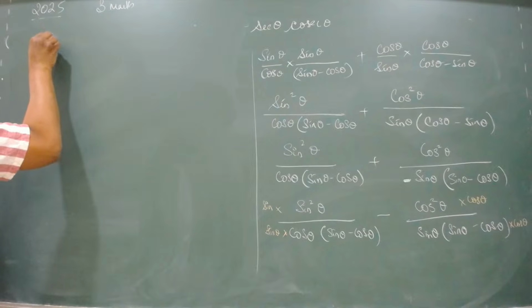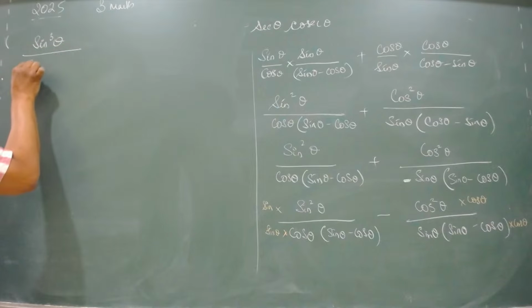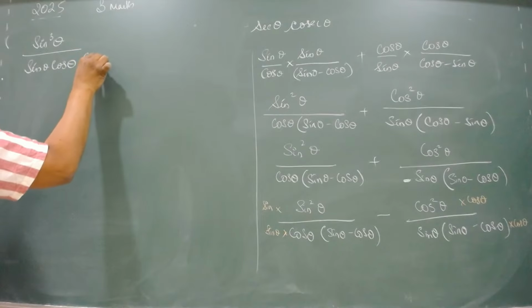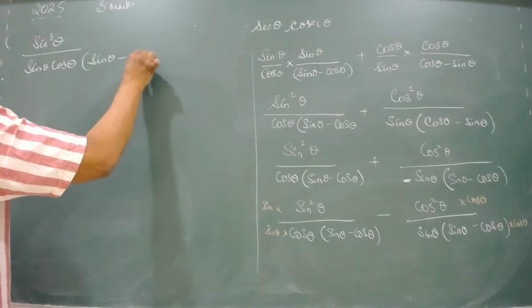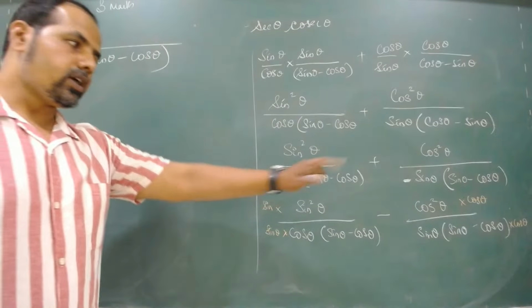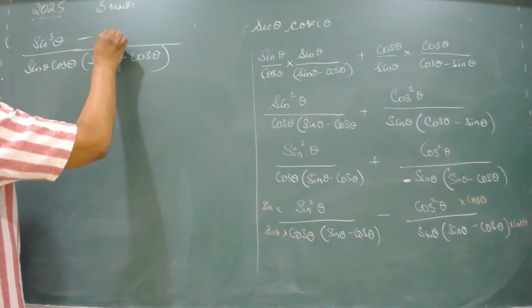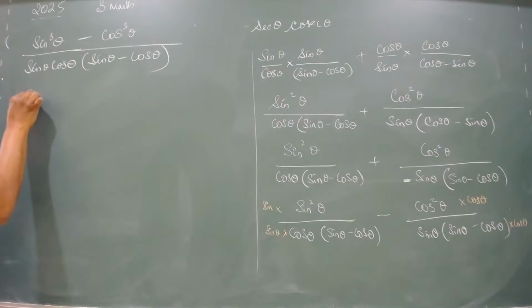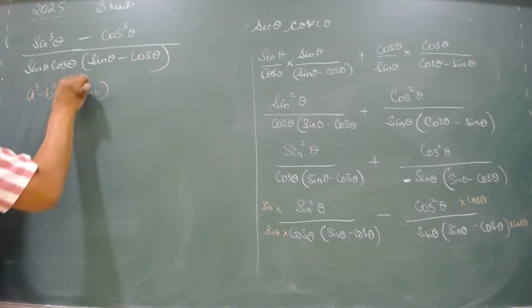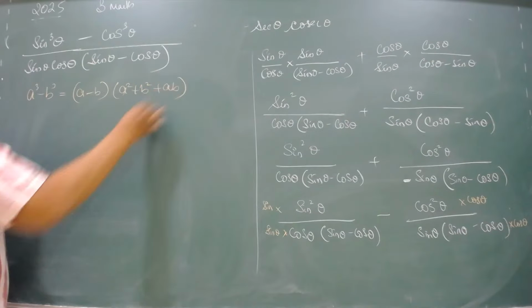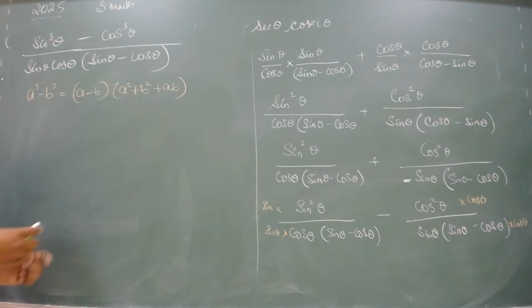So you get sin theta divided by sin theta cos theta within brackets sin theta minus cos theta. And the second term in the numerator would be cos square theta into cos theta, which is cos cube theta. I'm going to use the identity, observe the identity: a cube minus b cube is a minus b into a square plus b square plus ab. This identity will be used for the numerator.